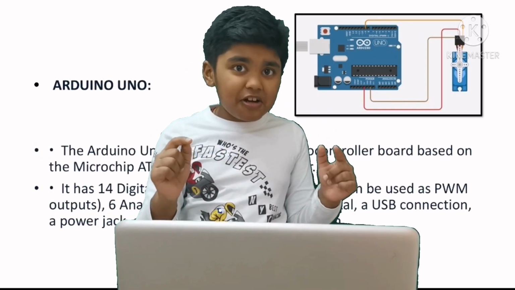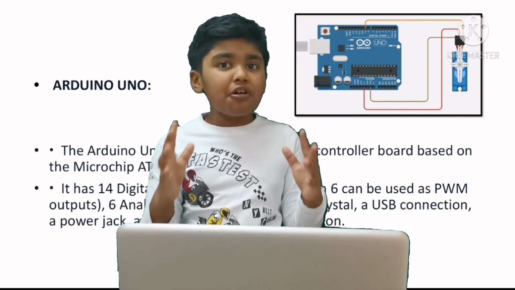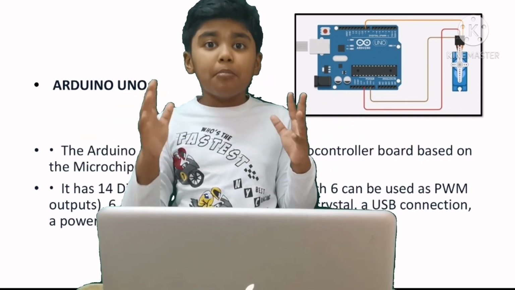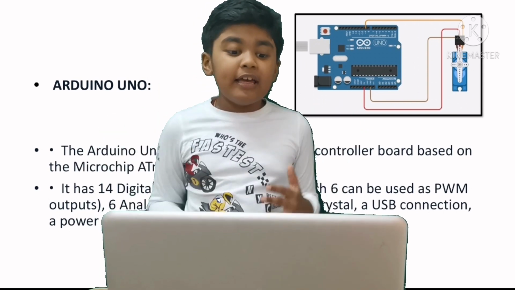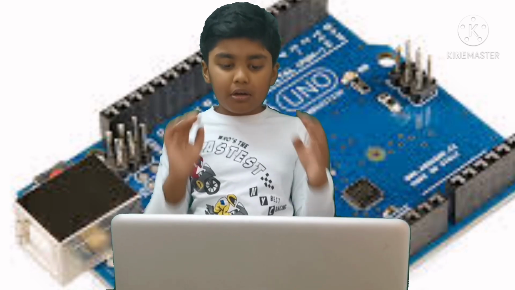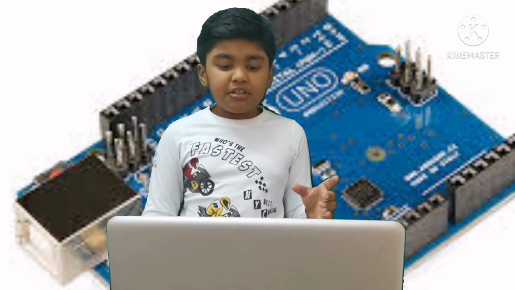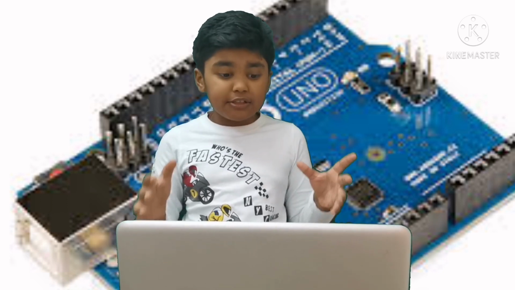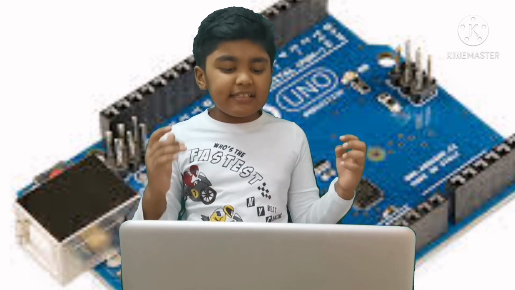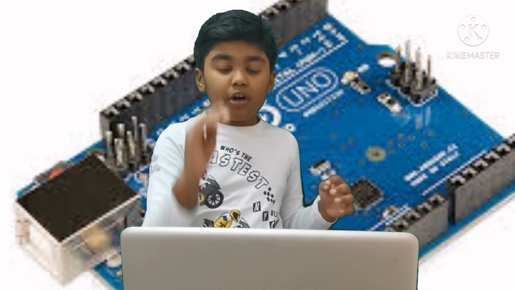And now let's move on to the main component, Arduino Uno. The Arduino Uno is an open source microcontroller board based on the Microchip ATmega328P microcontroller. It has 14 digital input or output pins, of which 6 can be used as PWM output, 6 analog inputs, a 16 MHz quartz crystal, a USB connection, a power jack, an ICSP header and a reset button in the Arduino Uno.